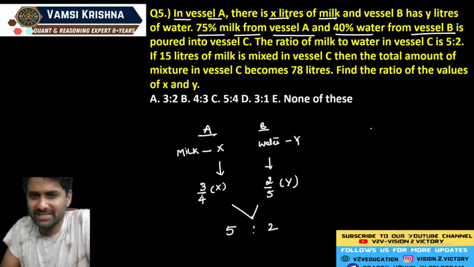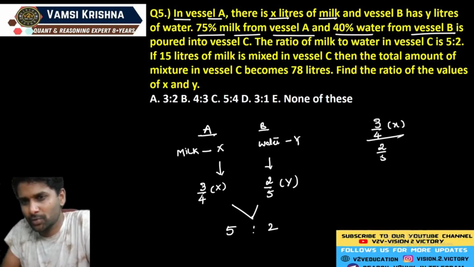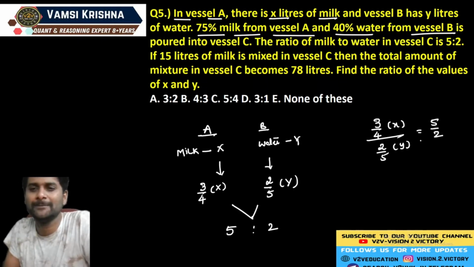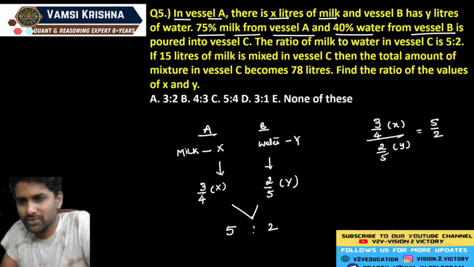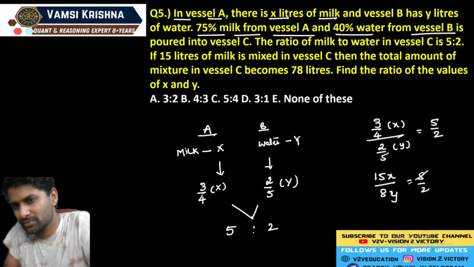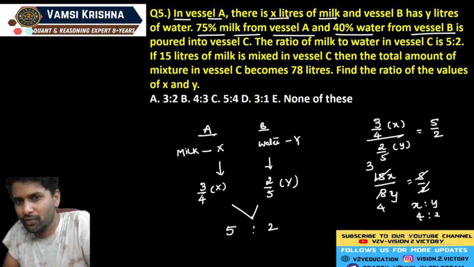Just go through the calculation, guys. See, 3 by 4th of x divided by 2 by 5th of y is exactly equal to 5 by 2. Hope it's clear. Now you understand the calculation part. So 15x divided by 8y is exactly equal to 5 by 2. Now cancel the 3 times and 4 times. Now you will get the ratio of x by y is equal to 4 is to 3.